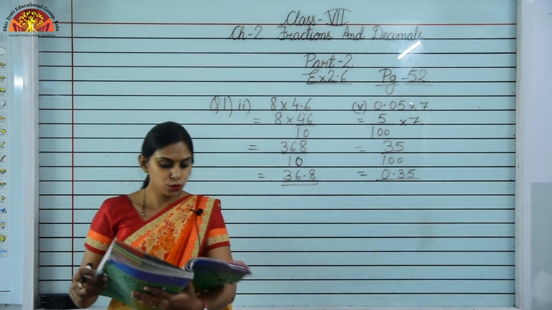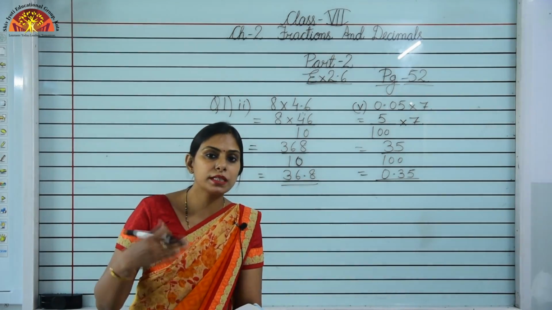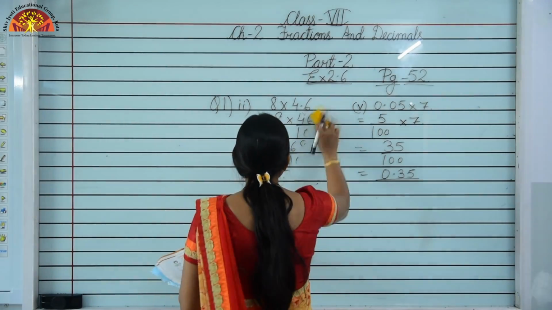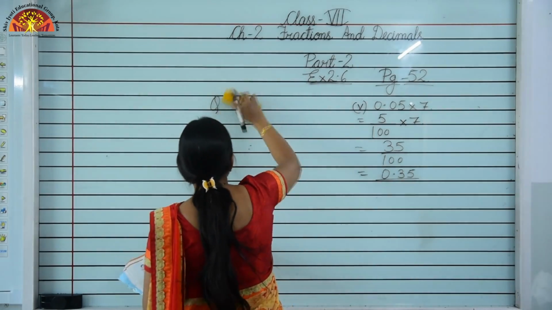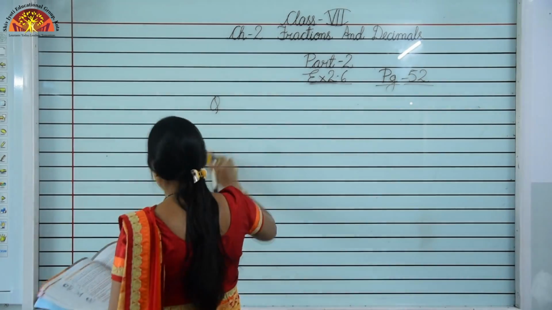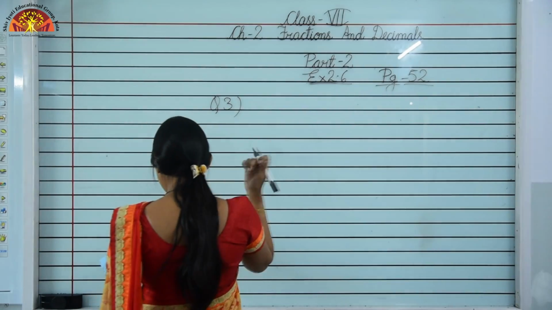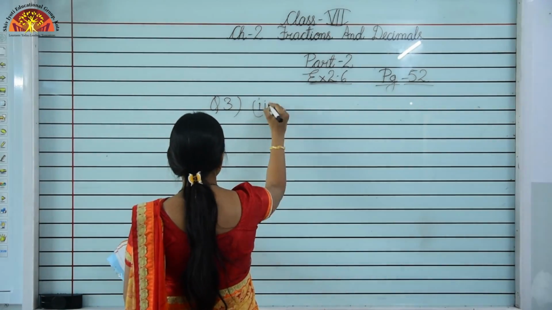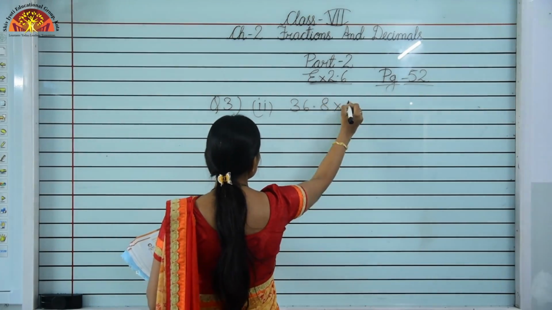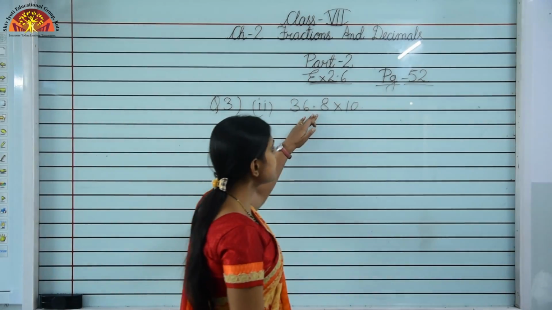Now just see the next question. Just come to question number 3. Again there is a multiplication. Now multiplication is given in terms of multiples of 10. Okay. Now just see over here. Question number 3. Just see the second part over here. That is 36.8 into 10. What you have to do, you have to multiply 10 with 36.8.